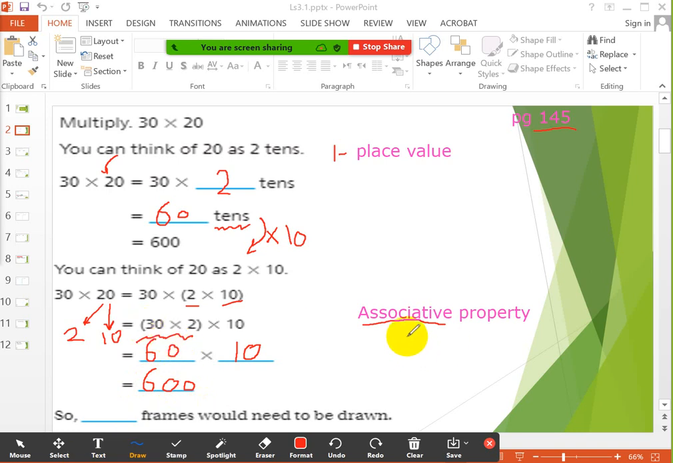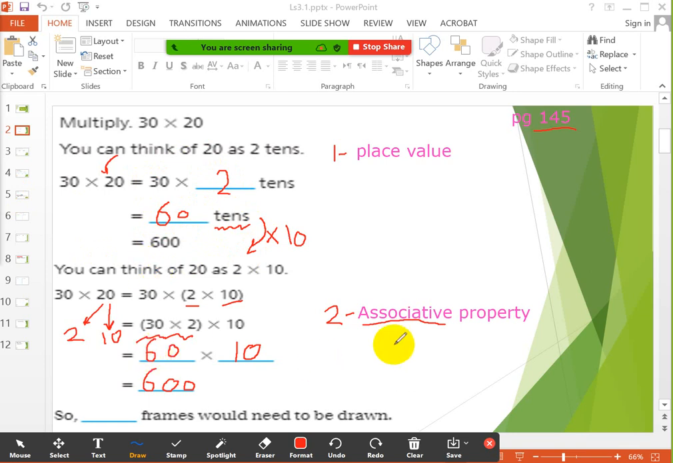So, I will use associative property here to help me find the answer for this multiplication. I have two ways here to find the answer for this multiplication. First, I have place value. I will write the value of one of those tenth numbers and multiply it by the other number, then I will return to write the number in the standard form.